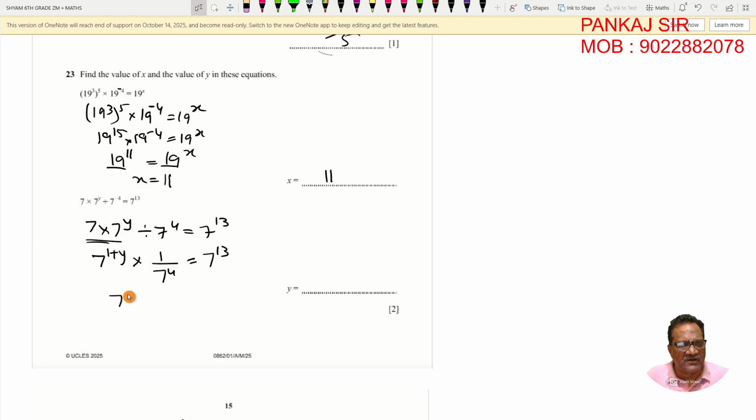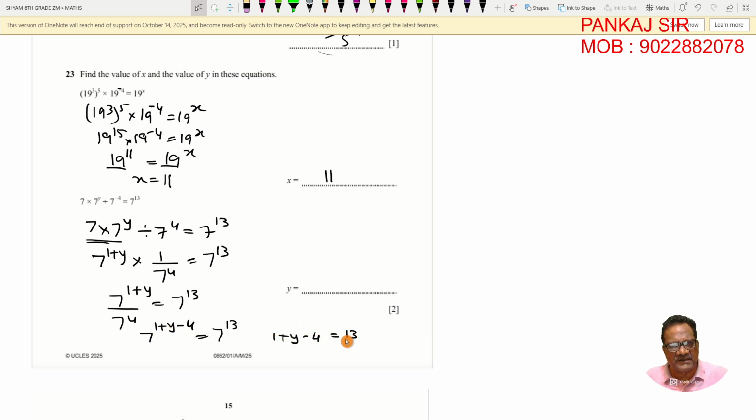Now this will work out to 7 raised to 1 plus y over 7 raised to 4, equal to 7 raised to 13. Now this will be 7 raised to 1 plus y minus 4, equal to 7 raised to 13. Now you can see here the bases are same, so you can equate the powers. So 1 plus y minus 4 equal to 13.